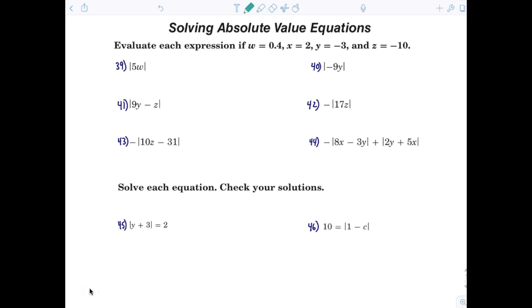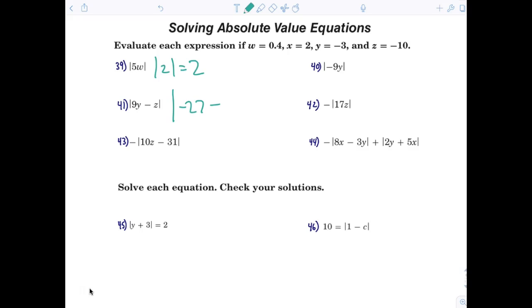So let's start out with 39, the absolute value of 5w. So w is 0.4. So what's 5 times 0.4? 2. Thank you very much. Now, it would be the absolute value of 2, which is still what? 2. Very good. Now, we're going to do the absolute value of 9 times y. What's 9 times y? Negative 27. Negative 27. Minus z would be?